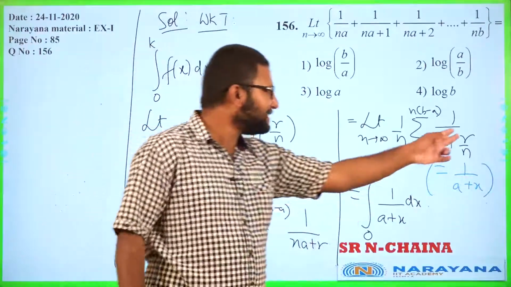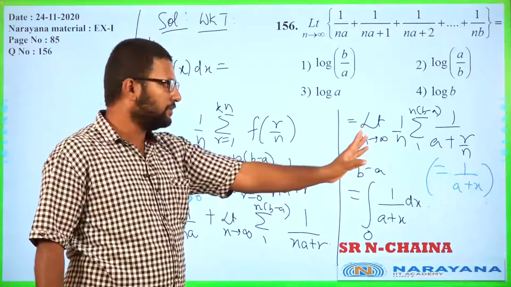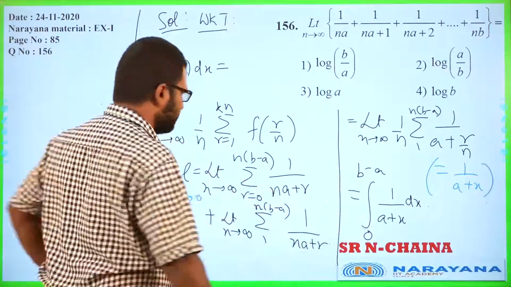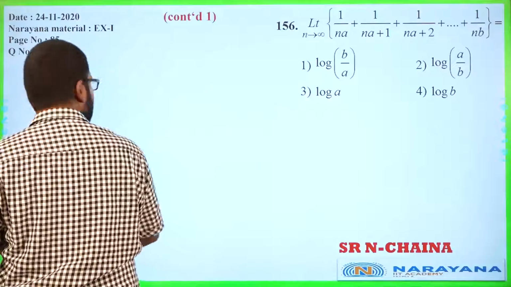What did we do here? Just replaced r by n with x. That's it. So that's your integral. Now that we need to integrate. But what is integral 1 by a plus x? I hope you recall this.